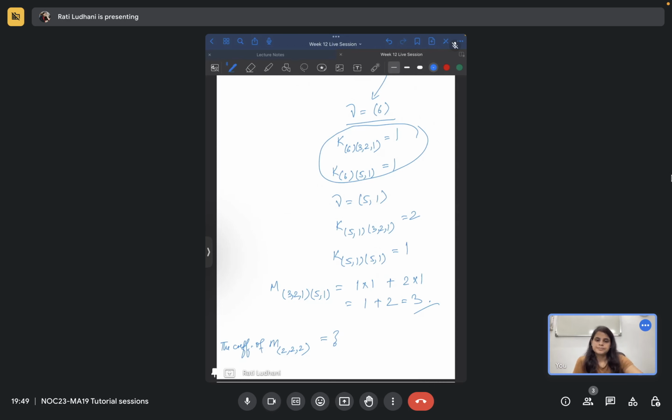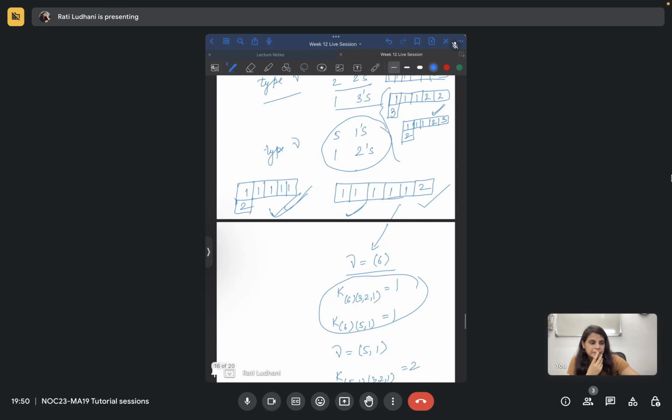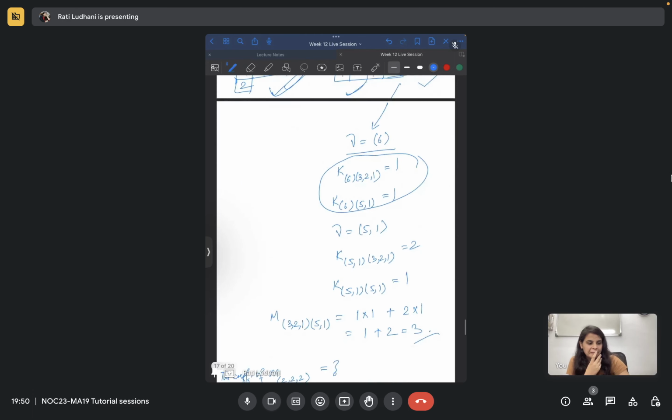Is that clear? Then K of 5 comma 1, 3 comma 2 comma 1. Then gamma of 3 comma 2 comma 1, we get 3 types now. Sorry, come again. K gamma of 3 comma 2 comma 1.